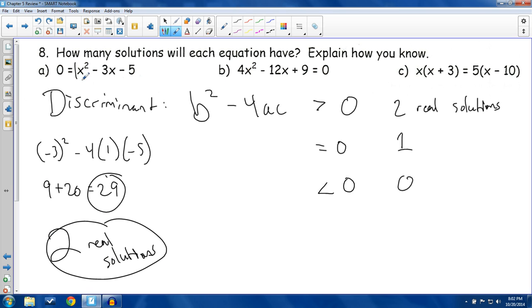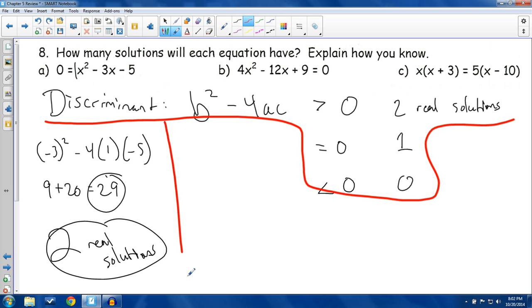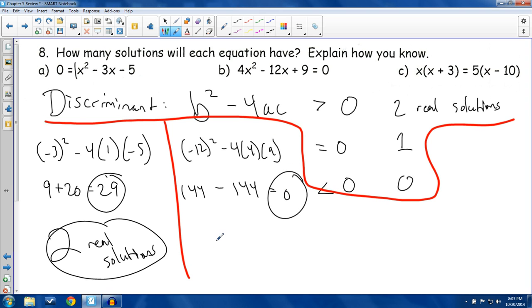Okay, let's look at part B. I have this guy here equal to 0. So I got b squared minus 4ac. Bigger numbers this time. That's 144 minus 4 times 4 is 16. 16 times 9 is actually 144. So 144 minus 144 equals 0. If it's 0, that's 1 real solution.